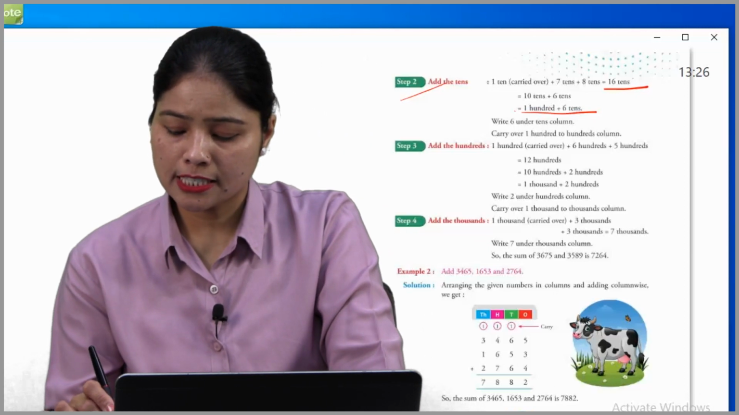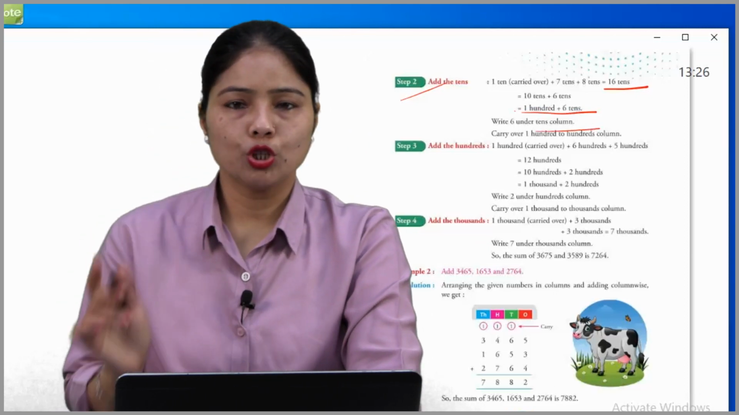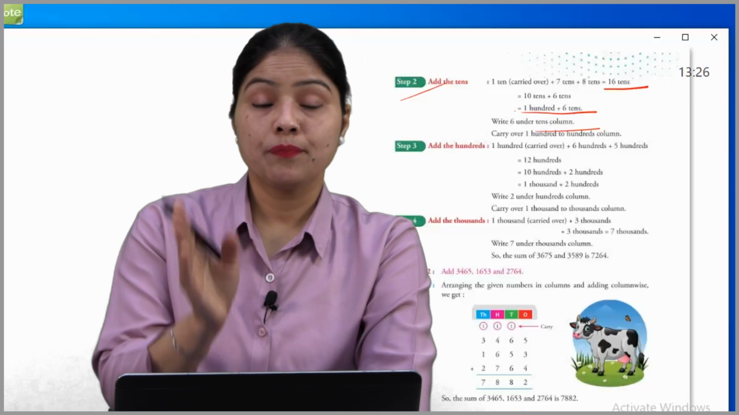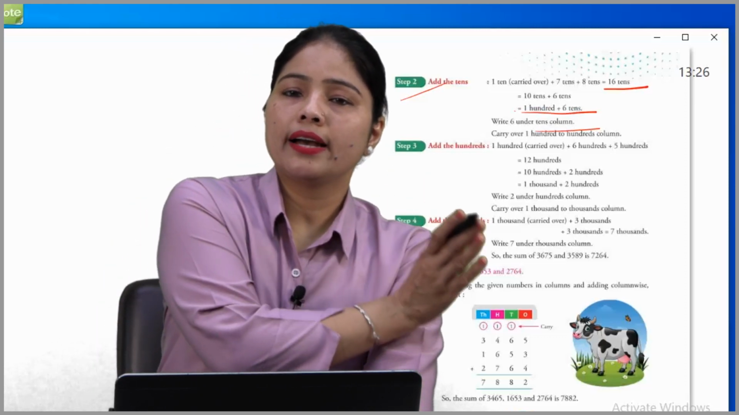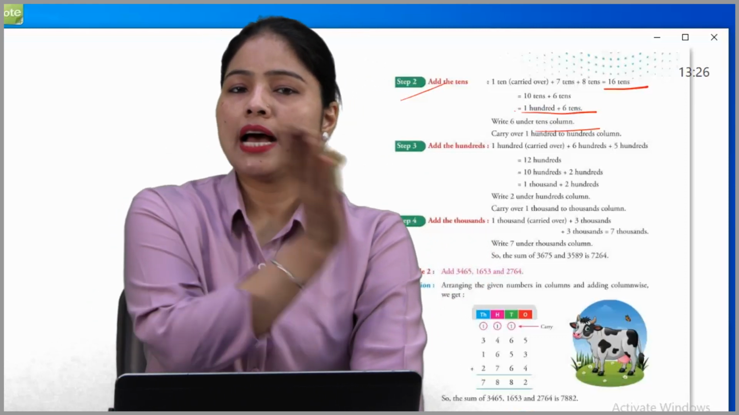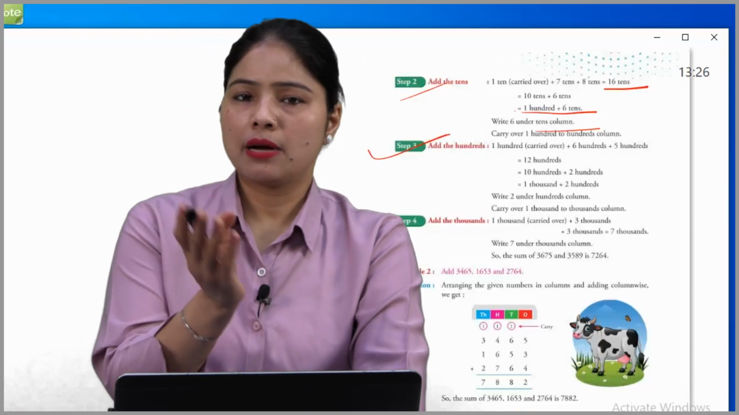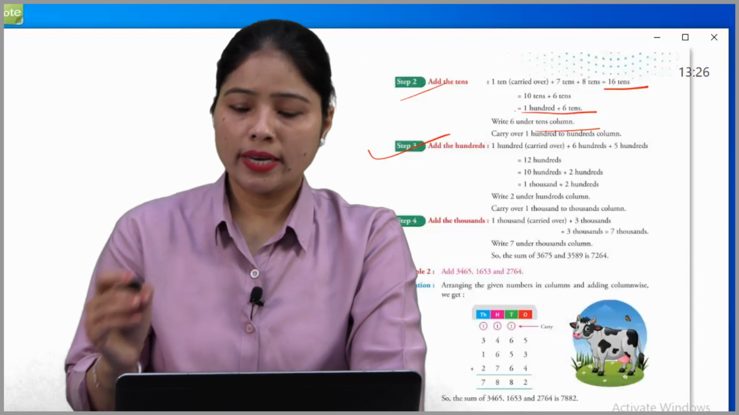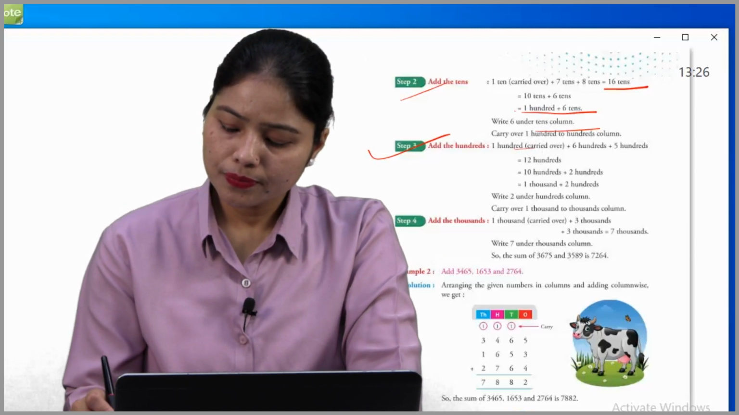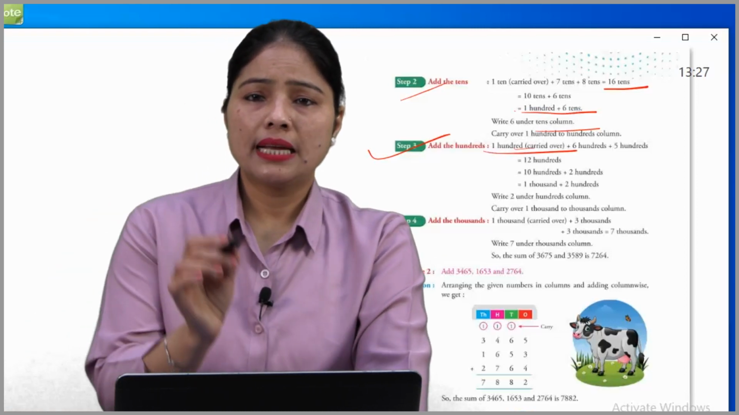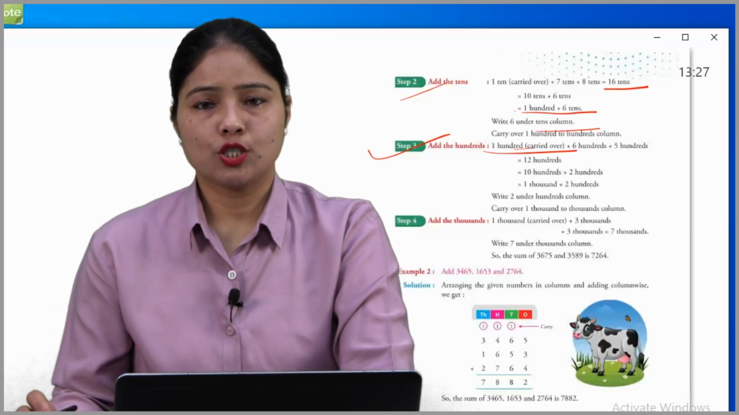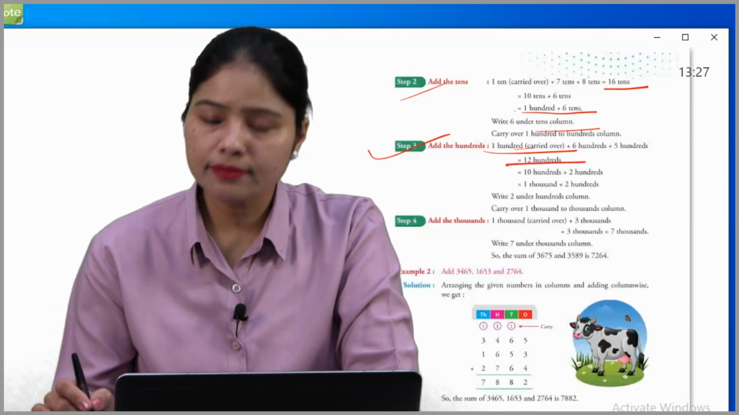फिर हमने 6 को, क्योंकि 2 डिजिट्स को नहीं लिखेंगे, हम 6 लिखेंगे. कैरी ओवर 1 hundred to hundreds कॉलम्स. जो 1 कैरी बचा वो आगे चला गया. नाउ स्टेप नंबर 3, एट द हundreds. अब hundreds की बारी आ गई है. सो 1 hundred कैरीड ओवर plus 600 plus 500. So it becomes now 1200.